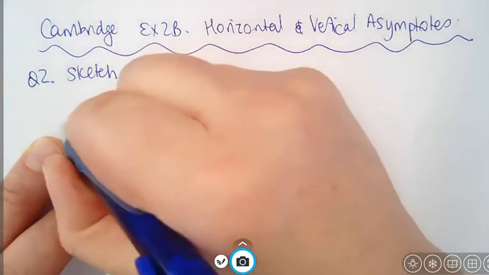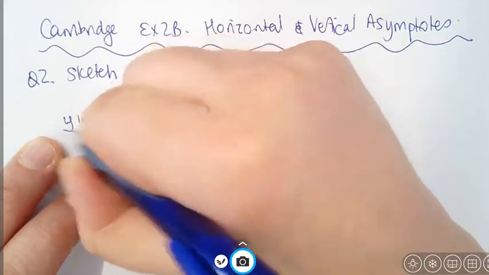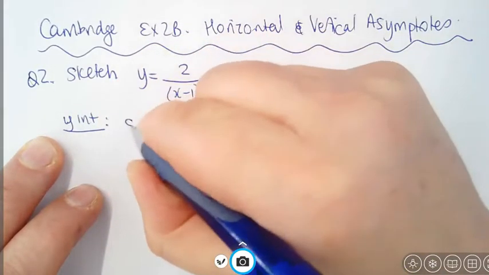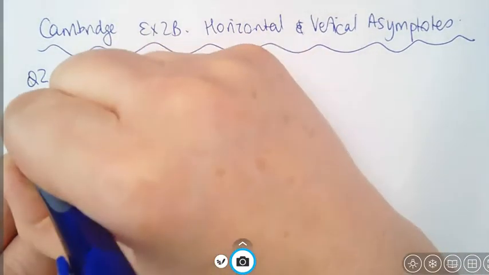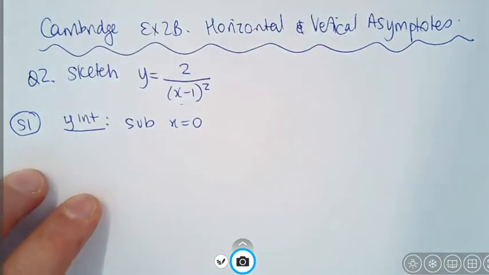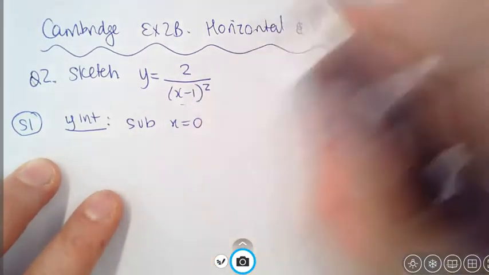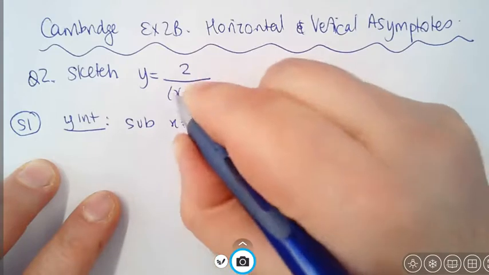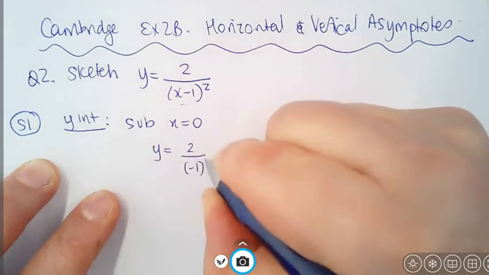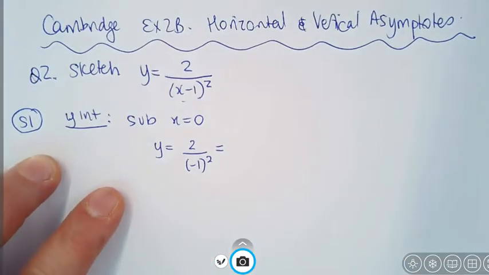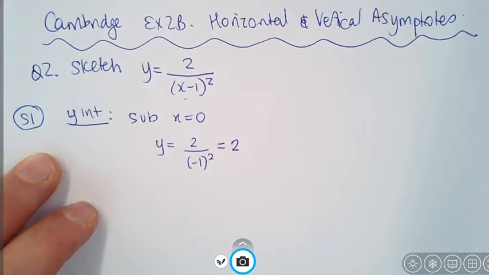1. So what I'm going to do first is my y-intercept. How do you do y-intercept? You sub x is 0. Let's just do that first. So step 1, we're going to find the y-intercept by substituting x is 0. So what do we get? Y is 2 over negative 1 squared, which is 2 on 1, which is 2. So the y-intercept of my curve is 2.